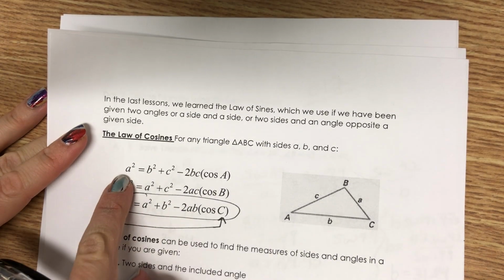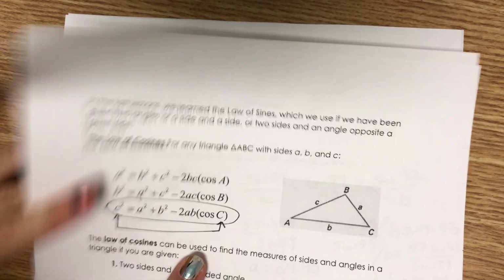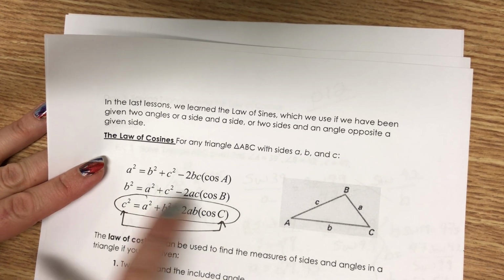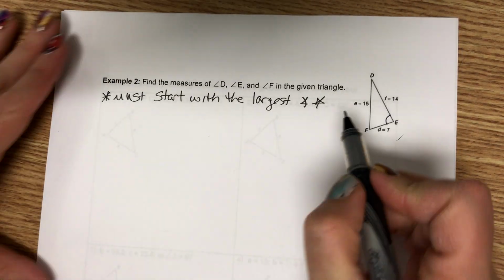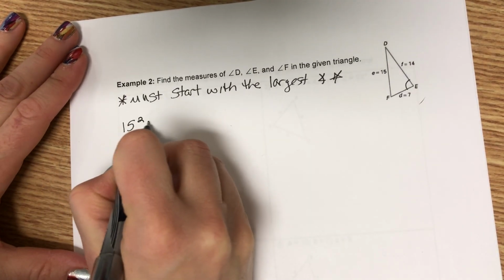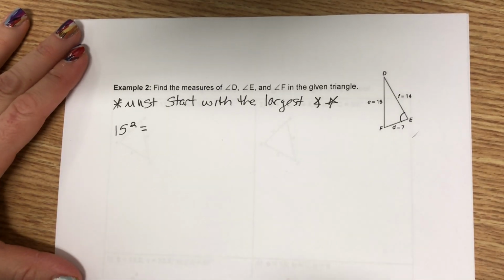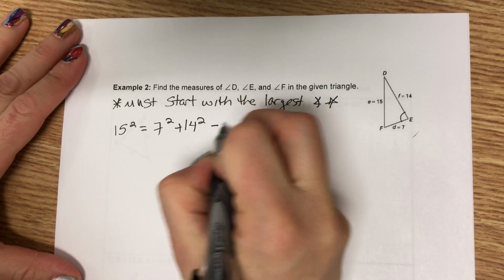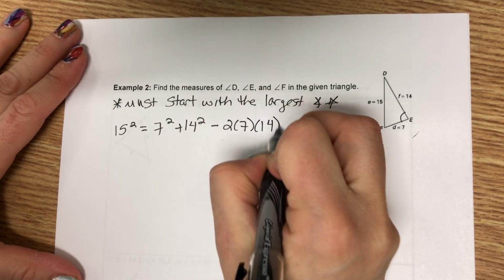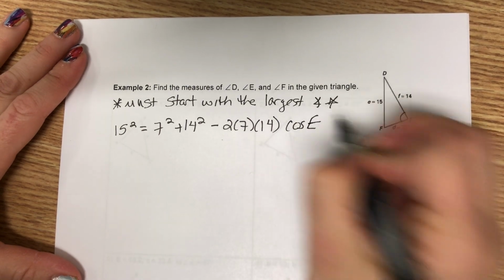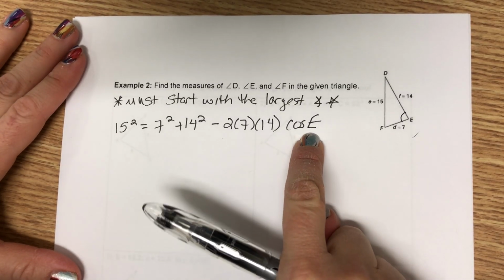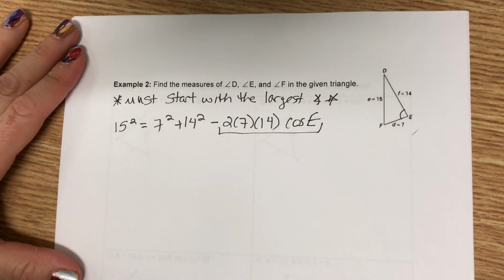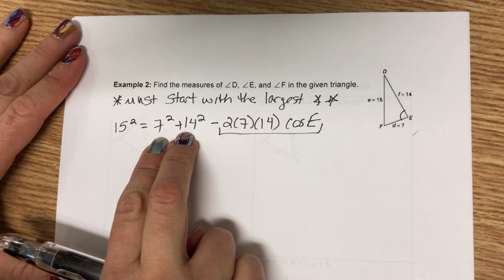In our law of cosines, none of these say D, E, or F, and that's okay. It's whatever side is by itself in the equation goes with the corresponding angle. So 15 squared is going to equal the other two sides squared minus 2 times the sides cosine of E. When you're solving for the angle, you cannot type all of this in. Order of operations says this multiplying comes separate from here.